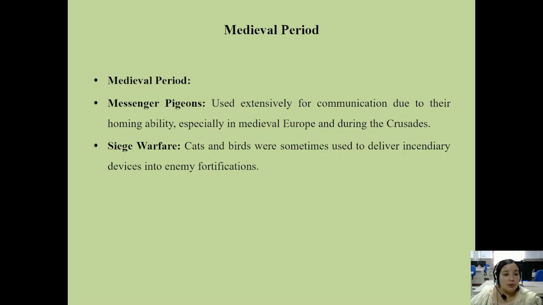Meaning that pigeons were used in siege and warfare during the medieval period. Messenger pigeons were used for communication purposes in warfare, and they have these qualities, like homing abilities.